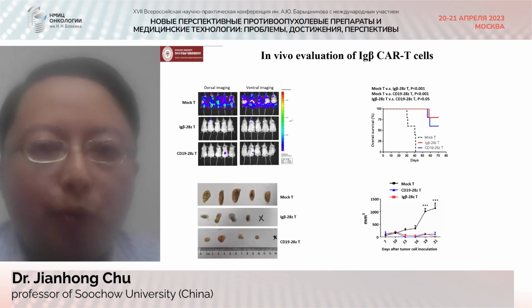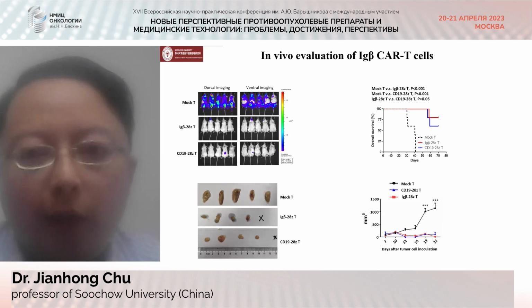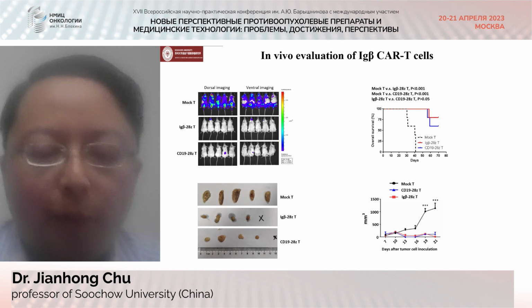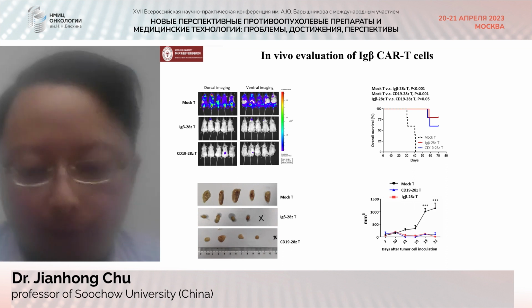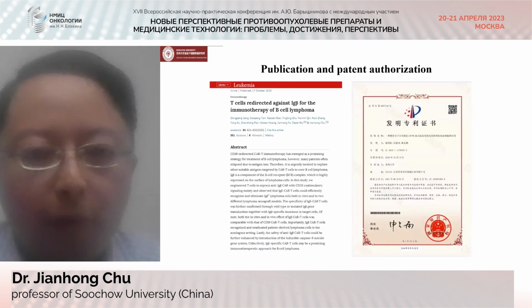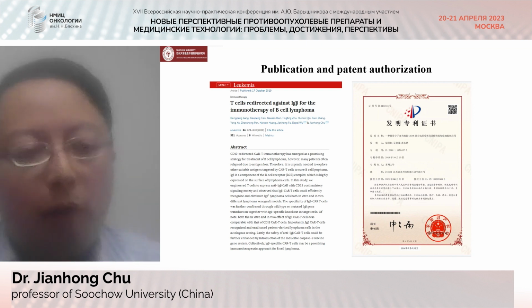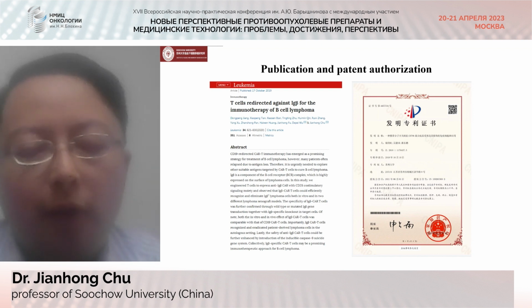Then we proceeded to the in vivo test. We found that the infusion of Ig-beta CAR T cells can efficiently eradicate the tumors in 2 different lymphoma models. One is the systemic lymphoma mouse model, and the other is the localized subcutaneous lymphoma model. The relevant finding has been published in Leukemia journal, and the patent has been authorized. We hope to test it in our clinical trial.